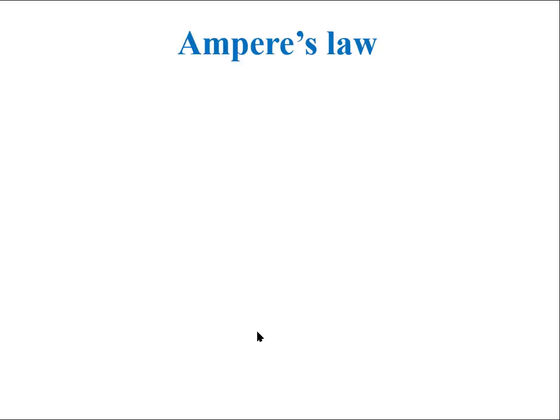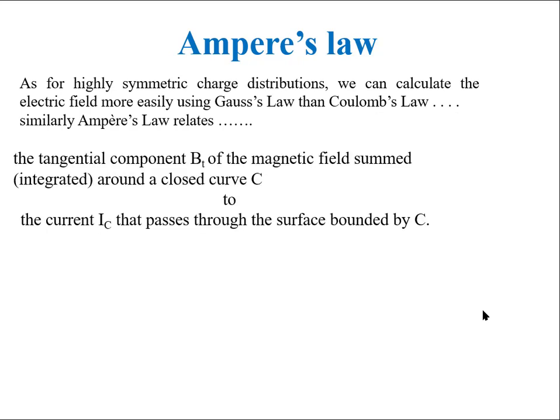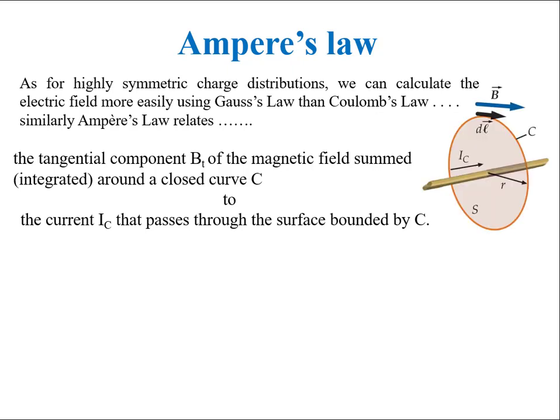Now the next is Ampere's law. For highly symmetric charge distributions, we can calculate the electric field more easily using Gauss' law than Coulomb's law. Similarly, Ampere's law relates the tangential component of the magnetic field summed around a closed curve C with the current that passes through the surface bounded by that curve. Here, if there is a current passing through this wire and this is an Amperean loop C, then the tangential component of B summed over this curve is related to the current inside this curve.